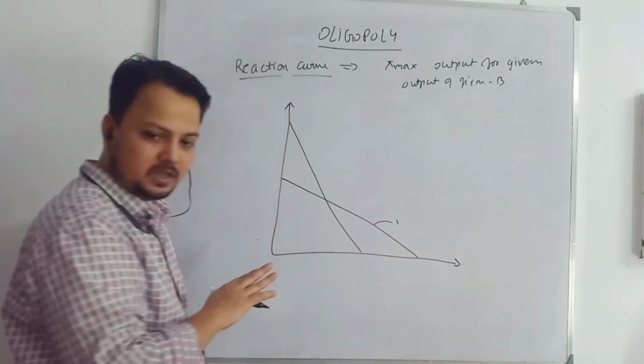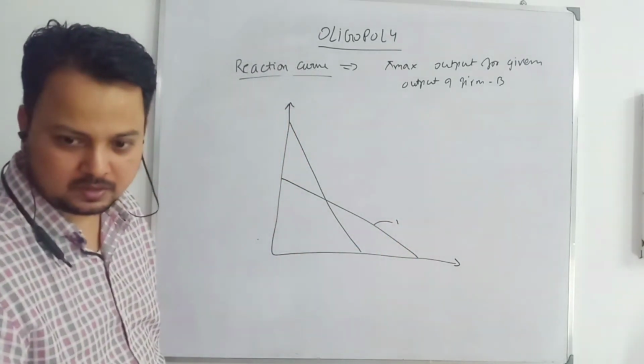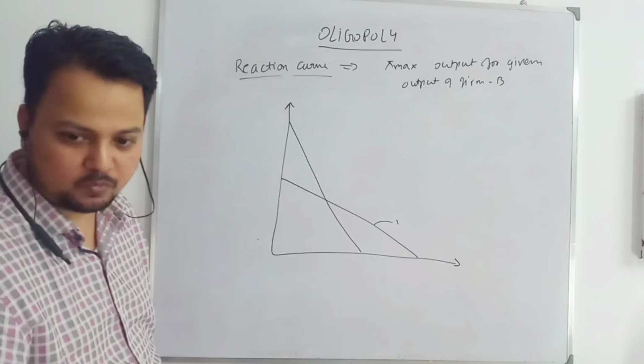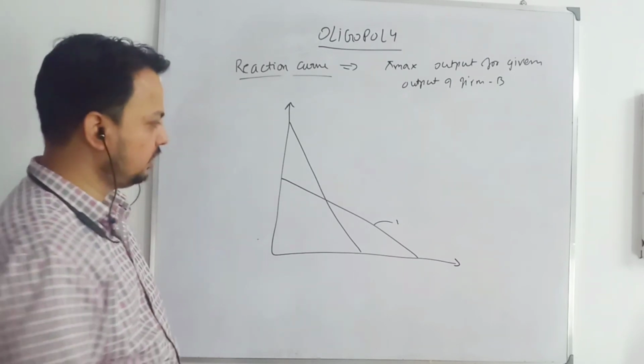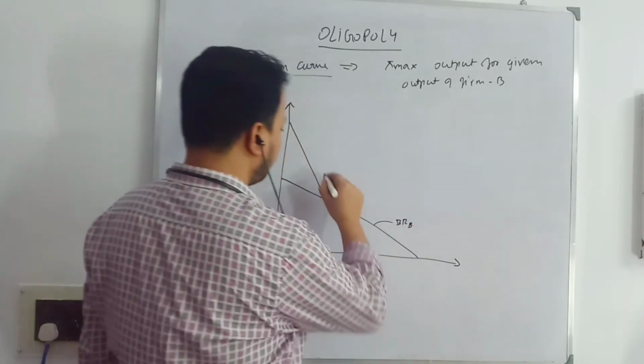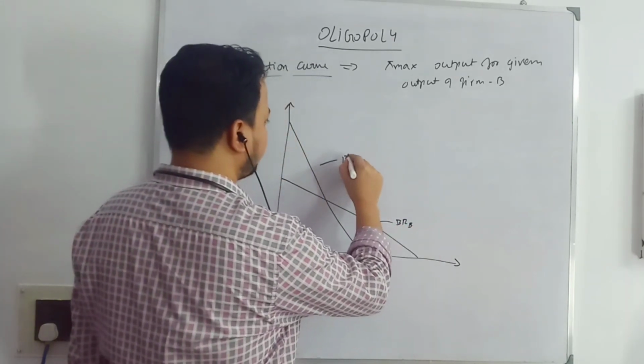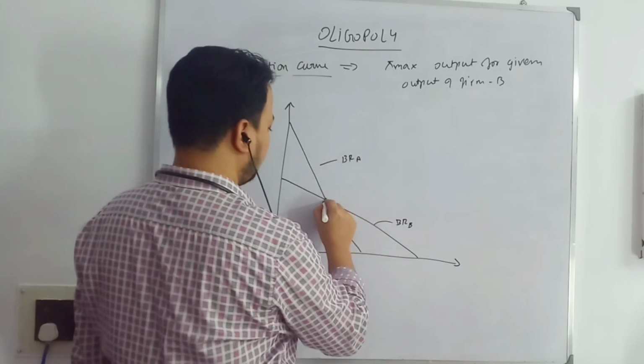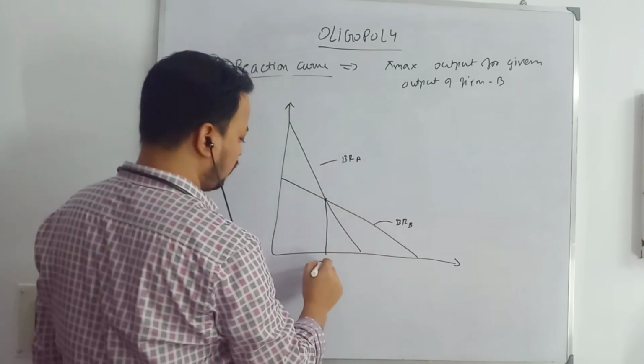I will be doing one example. I have done it already in the class, but I will be doing one more example. I will be showing it. So this is the reaction curve, the best response of firm B. And this is the reaction curve, the best response of firm A. And this is our Cournot equilibrium.